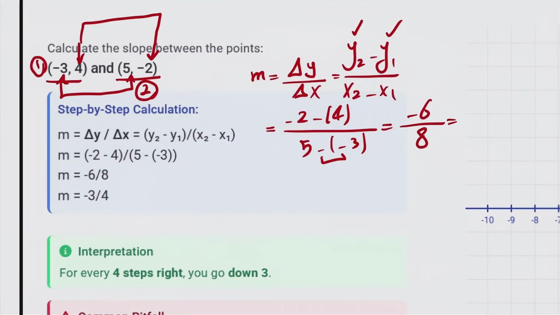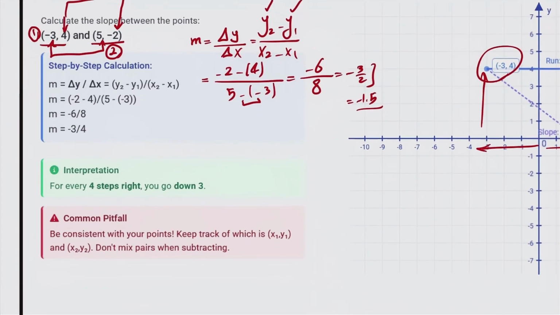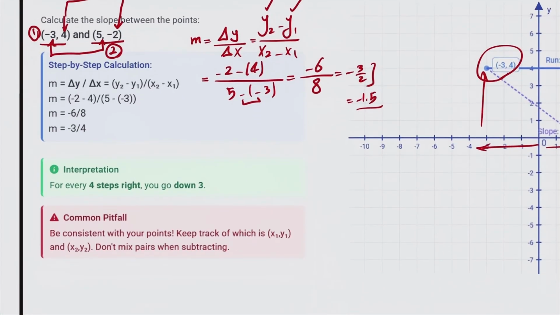If I simplify the fraction, as we know, dividing both by 2, I have -3 over 4, or -0.75. It means that right now the slope is -0.75. The interpretation of this means that for every 4 steps to the right in x, I go down by 3. Please be careful.